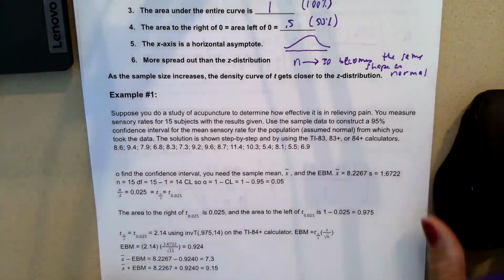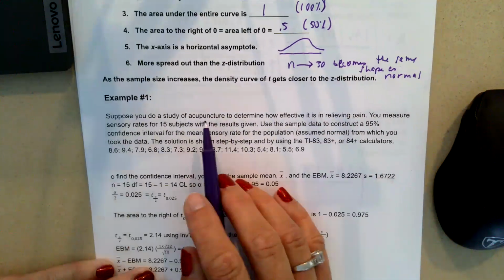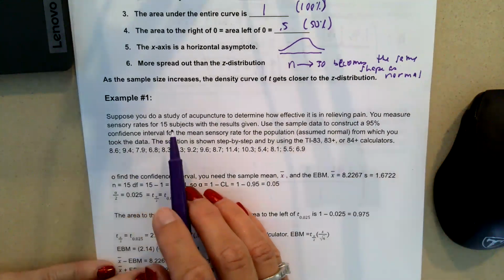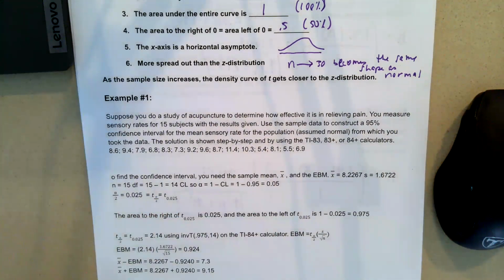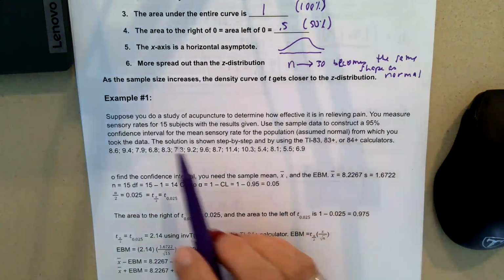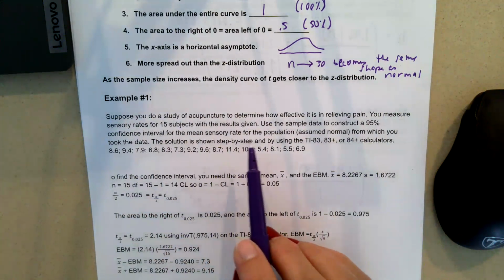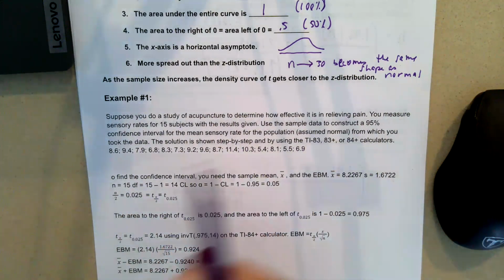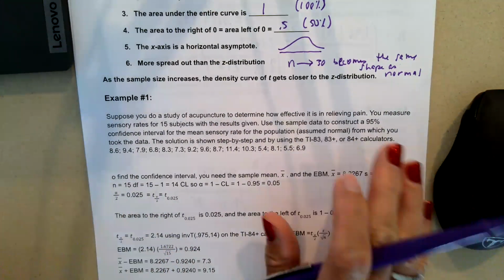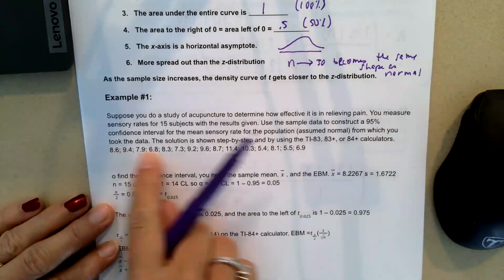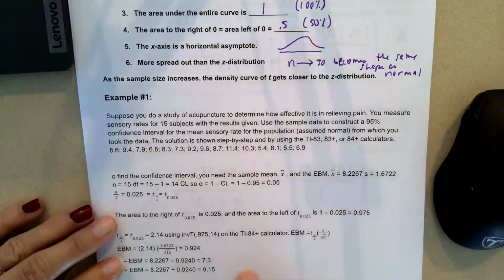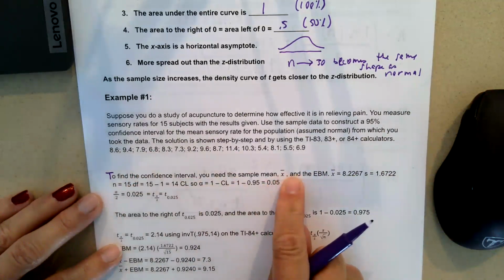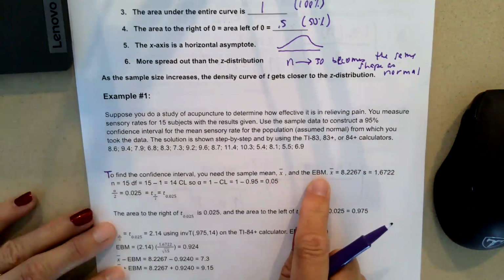Okay, so let's look at example 1. It says, suppose you do a study of acupuncture to determine how effective it is in relieving pain. You measure sensory rates for 15 subjects with the results given. Use the sample data to construct a 95% confidence interval for the mean sensory rate for the population from which you took the data. The solution is shown step by step. You can use a TI-84 calculator if you want. I'm using Desmos. We put the data into our table in Desmos. To find the confidence interval, you're going to need the sample mean and the error bound of the mean.